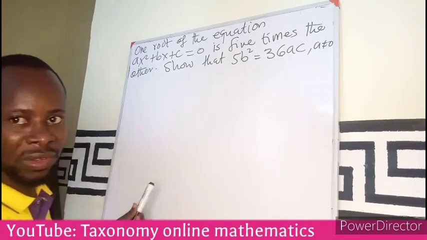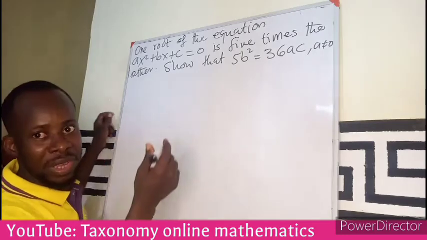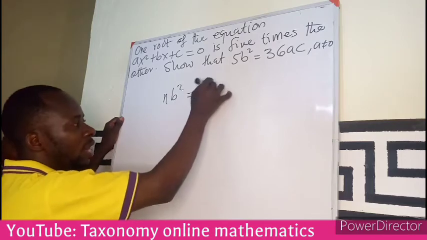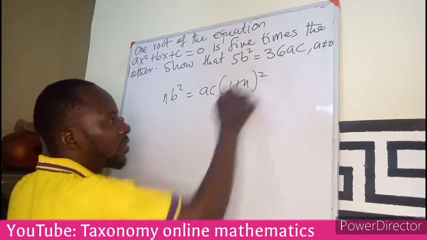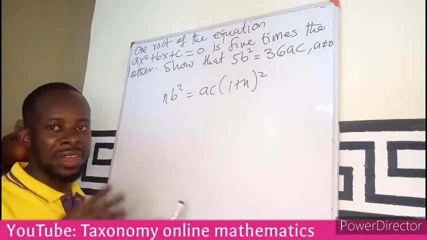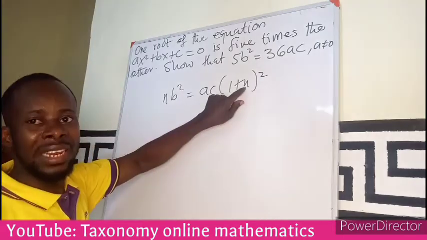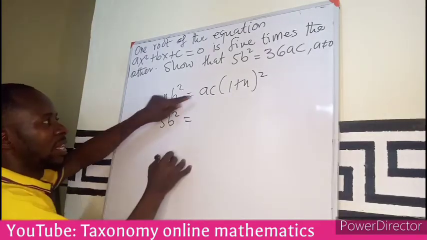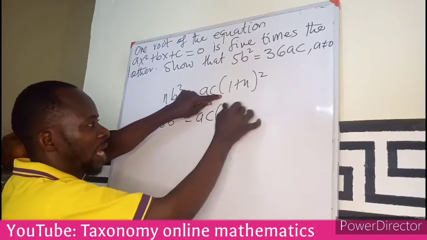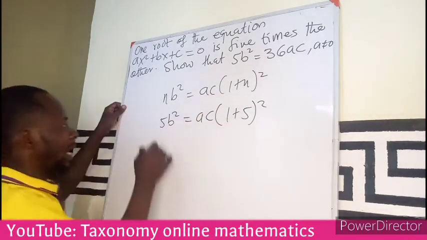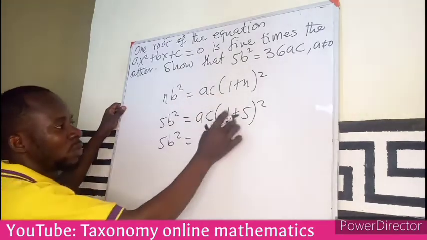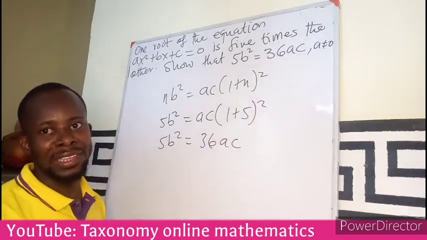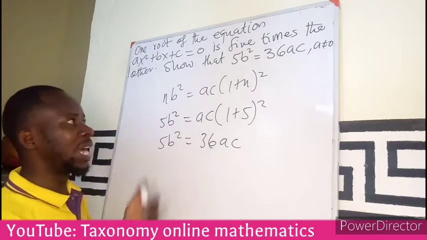From the previous lesson, if this were section A, it's just going to be n b squared equals ac times (1 plus n) squared. That's what we derive after we expand. So when n is standing in for the number of times, so 5 times, we have 5b squared equals ac times (1 plus 5) squared, and that is going to be 5b squared equals 6 squared, 36ac. Voila, we've gotten that. If it were section A, that is what we can easily do.